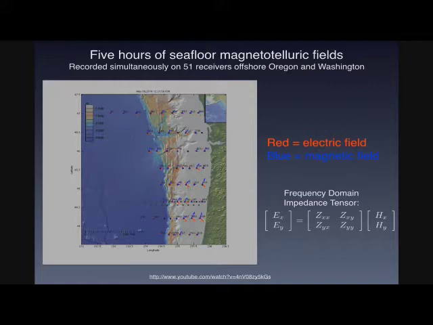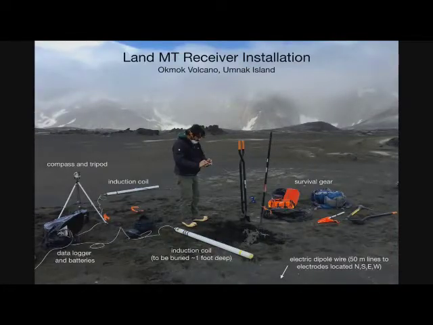But storms can sometimes be bad because we rely on the assumption that the field is a plane wave. If you have a localized storm that causes a very isolated current system up in the ionosphere, that can lead to spatial gradients in the source field and other complications. So storms can sometimes be good, sometimes bad. I can tell you more about that, but anyway, that was marine MT.